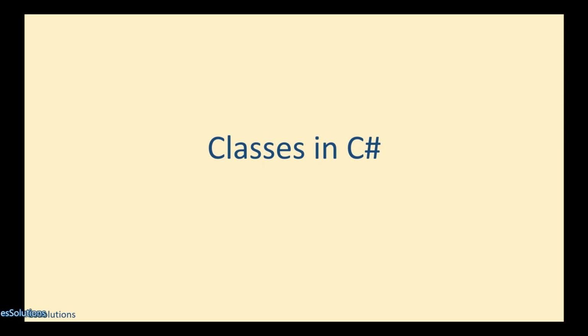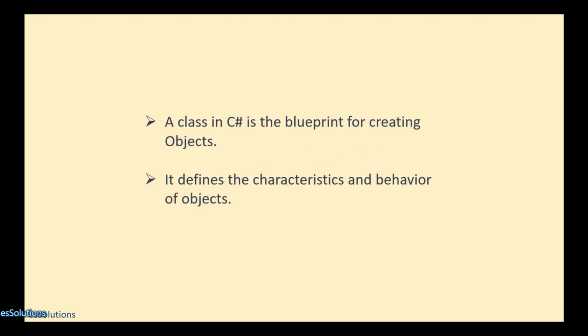Classes in C#. A class in C# is a blueprint for creating objects. What this means is that it defines the characteristics and behaviors of objects. In the next video, we'll be looking at the difference between a class and an object, but just for now, see it as a blueprint, like a plan for what you want. A plan where you say what the characteristics are going to be and what the behavior will be of a particular thing or item.